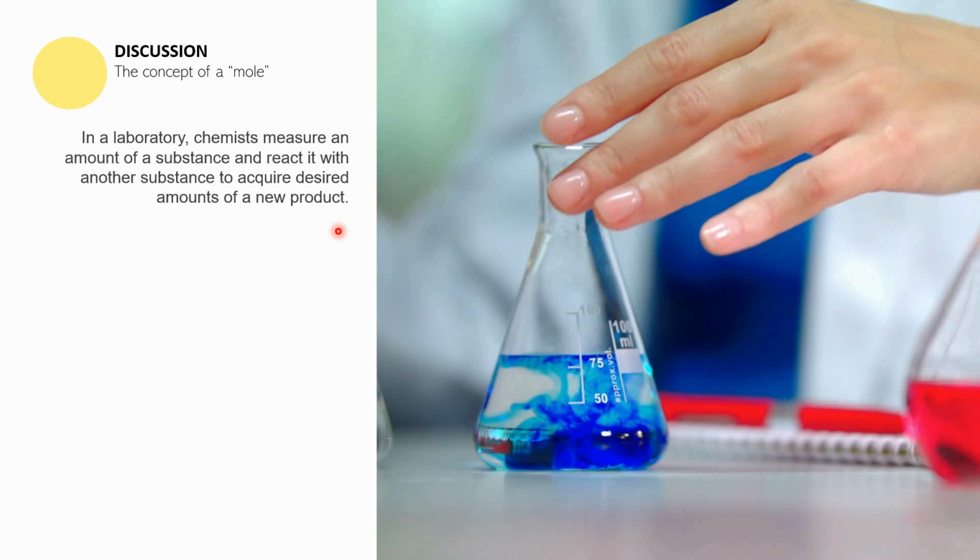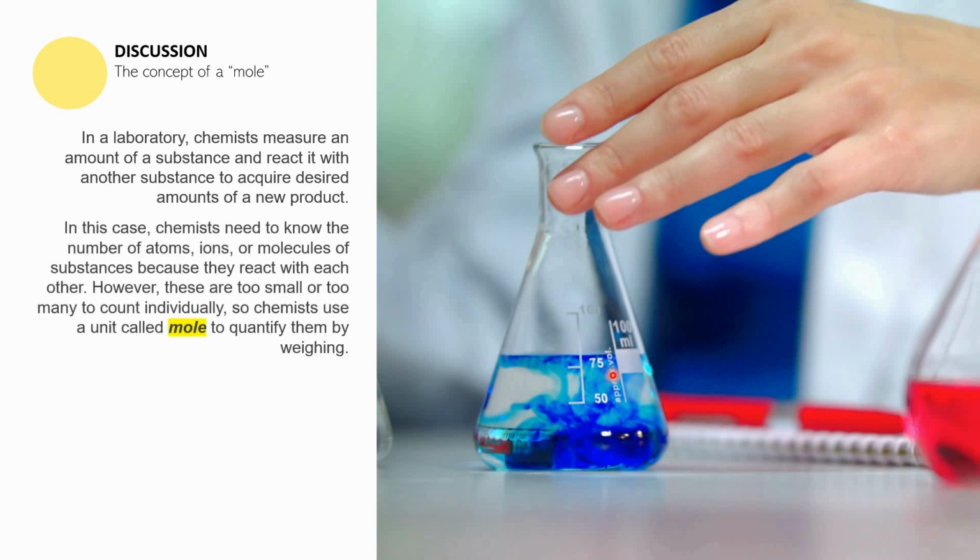So they can't just go ahead and do trial and error every time. They need to measure things really exactly, so that they can be sure that the new product is the kind of product they're targeting. In this case, chemists need to know how many atoms, ions, or molecules of the substances there are, because chemical substances react in terms of ions, atoms, and molecules.